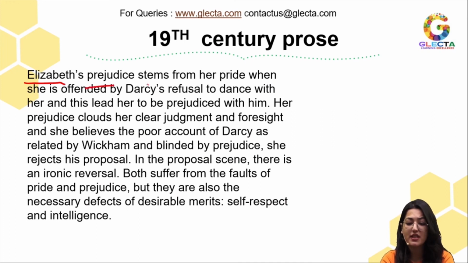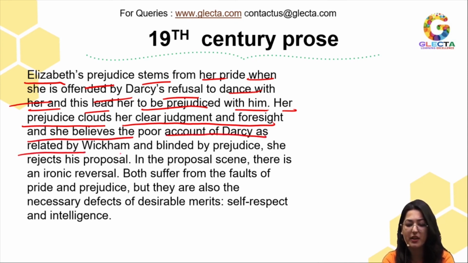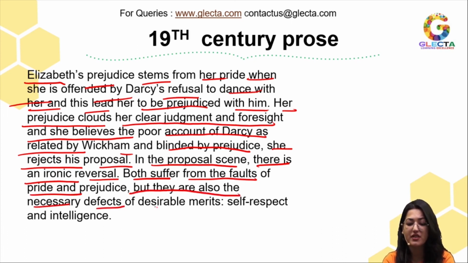Elizabeth's prejudice stems from her pride when she is offended by Darcy's refusal to dance with her, and this led her to prejudice against him. Her prejudice clouds her clear judgment and foresight, and she believes the poor account of Darcy as related by Wickham, blinded by the prejudice. She rejects his proposal. In the proposal scene, there is an ironic reversal. Both suffer from the faults of pride and prejudice, but these are also the necessary defects of desirable merits, self-respect and intelligence.